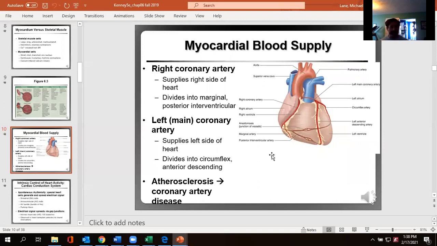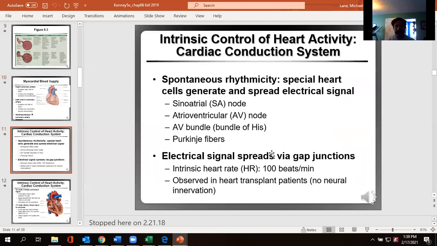Now, atherosclerosis, you guys have probably heard of before. This is that type of coronary artery disease where we're going to slowly get blockages to develop over time thanks to plaque buildup, which is effectively due to inflammation. The plaque is mostly cholesterol-based with a little bit of calcium as well.